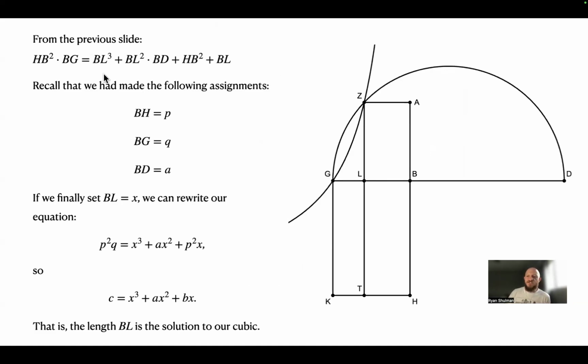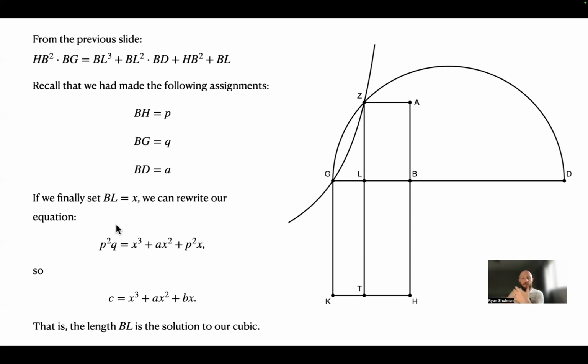So here's that same equation just rewritten once more on this slide, for convenience. And recall that at the very beginning of this, we made some assignments. We said that BH is equal to P, BG is equal to Q, and BD is equal to A. And if we finally make the assignment of allowing BL to be equal to X, then we can rewrite our equation, the one at the top here, as P squared Q equals X cubed plus AX squared plus P squared X. And remember, once again, that we chose P and Q specifically so that this equation right here is the same as C equals X cubed plus AX squared plus BX.